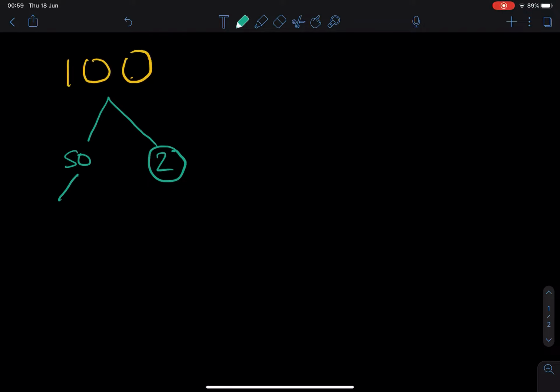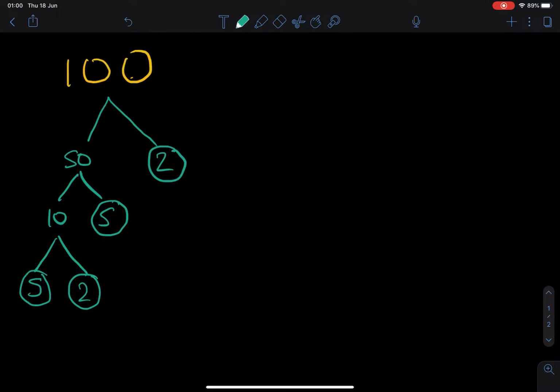But 50, I can say 10 and 5, for example. 5 is a prime number, so I circle 5. And 10 can be 5 and 2. These are both prime numbers. Now, you want to get to a position where you've circled all of the branches like these, so you can't break it down any further.